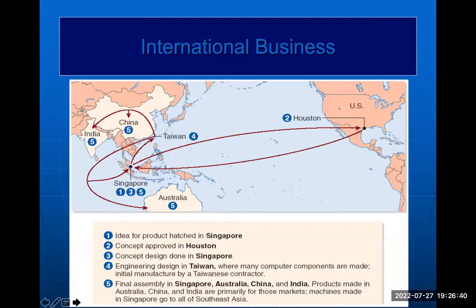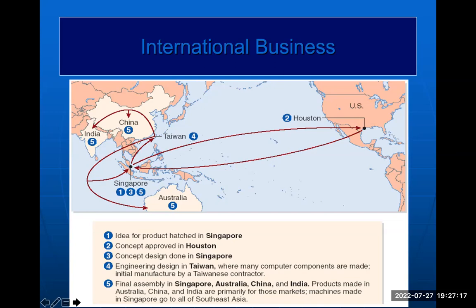And this is just an example, and I've shown this before, but it becomes very relevant now. It's still very relevant in terms of understanding how international businesses operate and what I would call the logistics that are involved, where the idea is created in one country, the concept is approved in another country, then the concept design or the prototype is developed in Singapore, then the engineering design is in Taiwan, where the computer components are made, and the final assembly in Singapore, Australia, China, and India. And we're going to look at some examples, especially in relation to India and Taiwan.